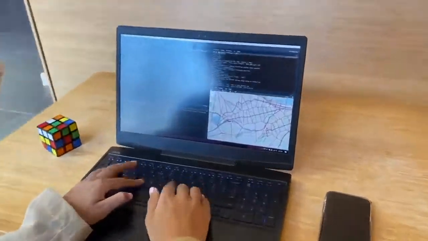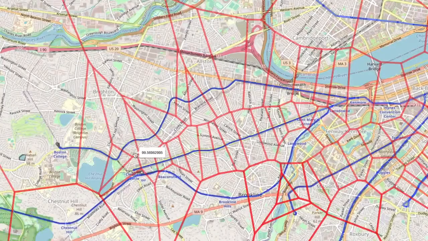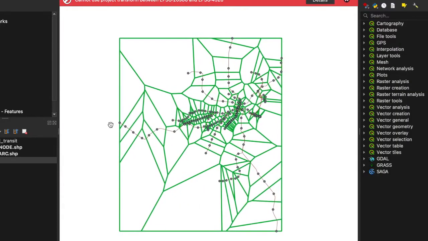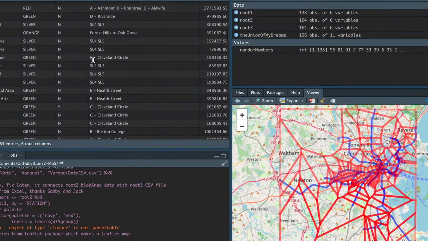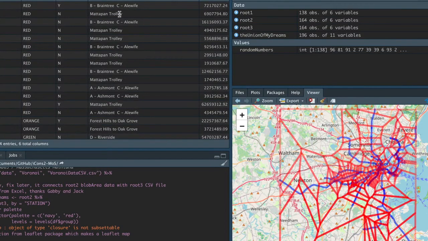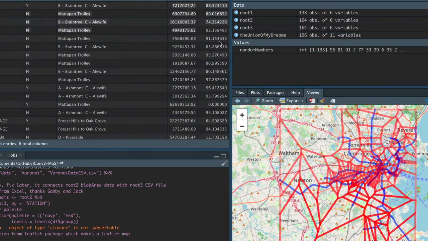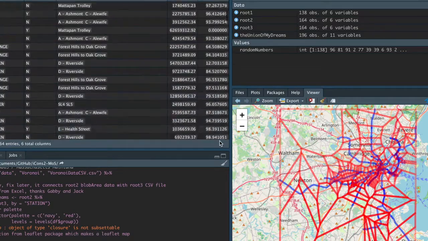To create this map, we used a combination of GIS and R. GIS was used to create the map of the Boston T, and R was used to create the blobs using the Voronoi technique and also combine the blobs with a map of Boston. We normalized the blob areas from 0 to 100 to assign each blob a score that represents the accessibility of the subway system in a given region of Boston.